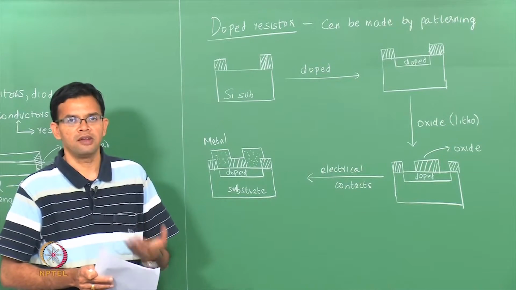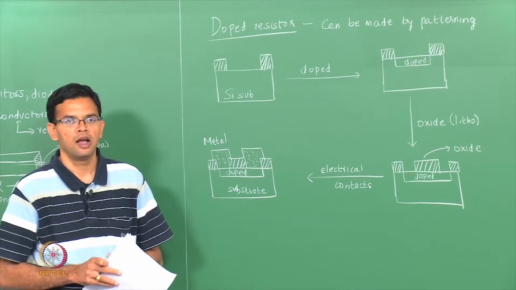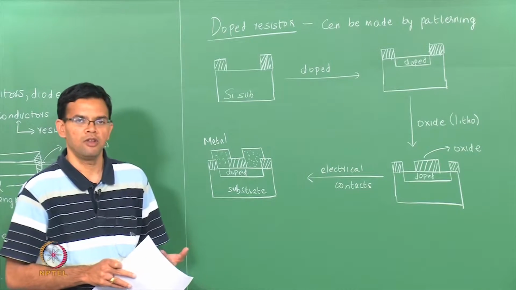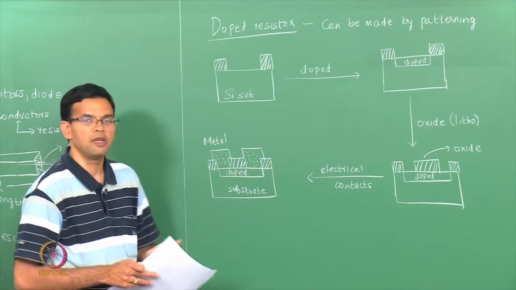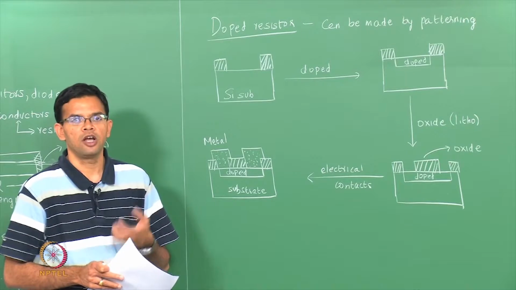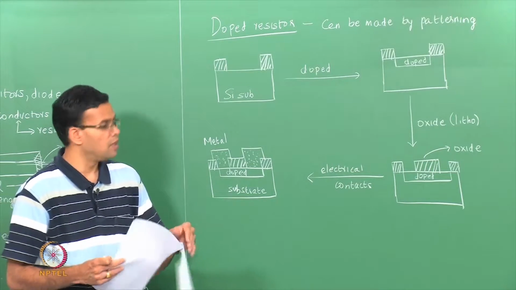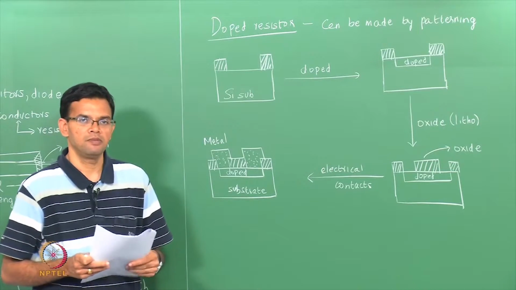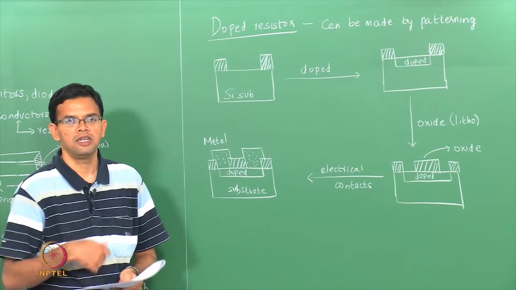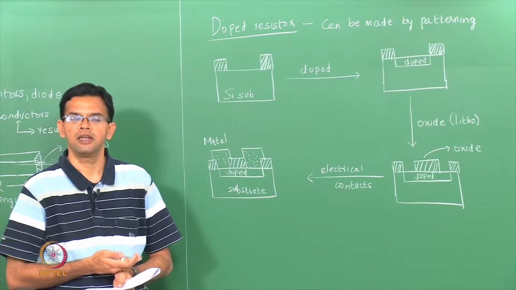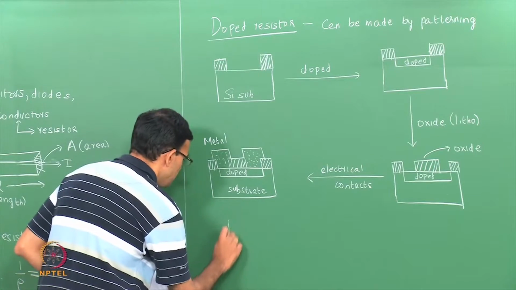You could control the resistance by controlling the concentration of the dopant. Again, the size of the resistor will also affect the value of the resistance, and this again can be controlled by controlling how you do the patterning. In this particular example, your resistor is essentially linear, but you can actually make resistors more complicated. You could have something like a serpentine resistor as well.